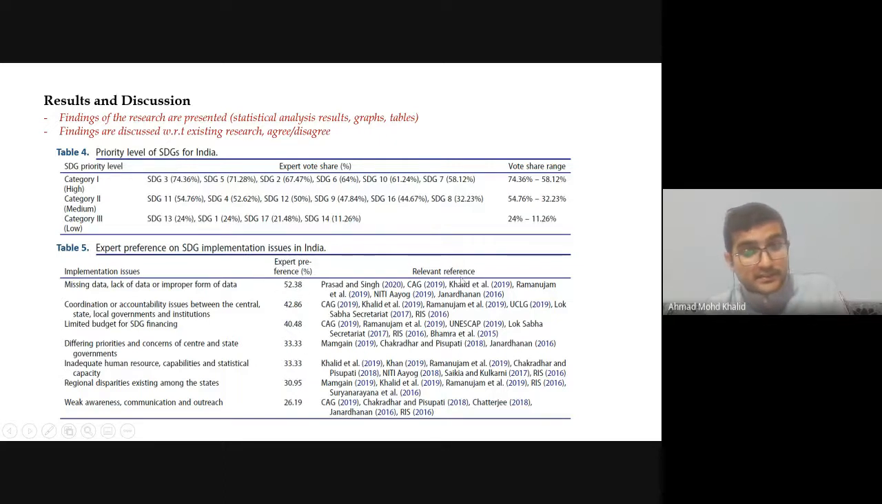The authors have also given relevant references, showing that it is not only what we find from this survey. Prasad and Singh, the CAG report, Niti Aayog, and Janardhanan also talked about missing data and lack of data being a big issue for SDG implementation in India. That is how you substantiate your results, discuss, and strengthen your work.